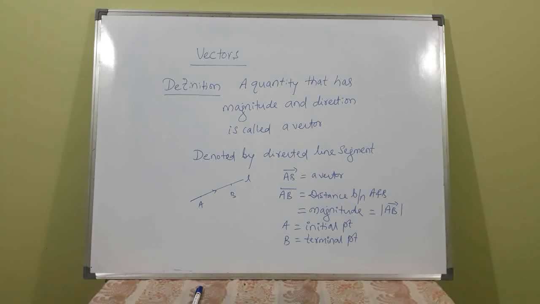Vector quantities are quantities that have magnitude and direction. This definition is meant in your syllabus. You have to consider this one, which is called a vector. Examples are displacement, velocity, acceleration, force, weight, momentum, electric field intensity, etc.